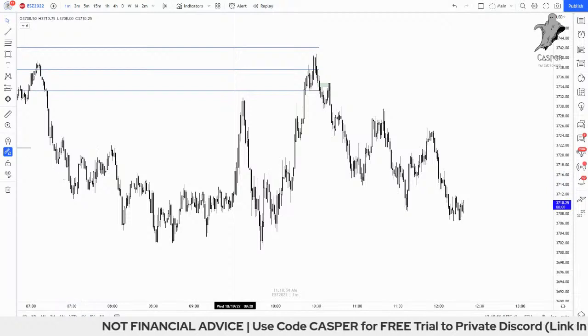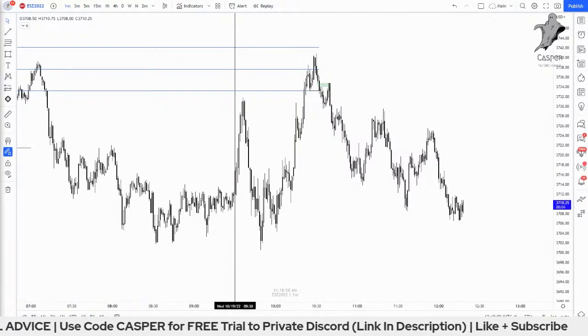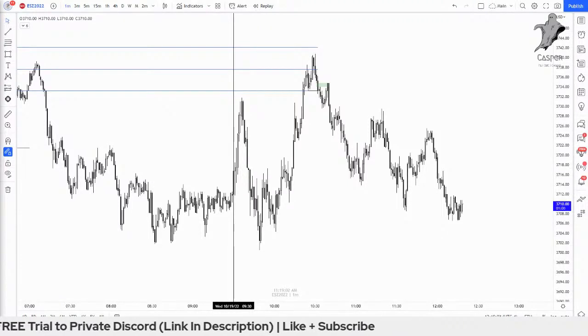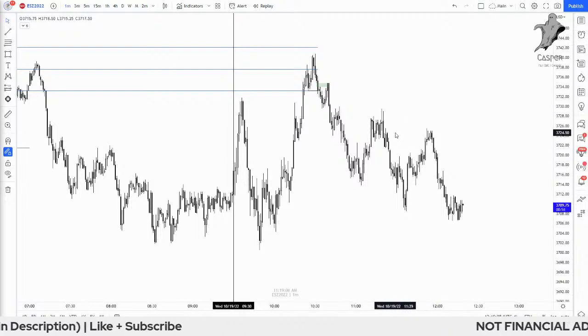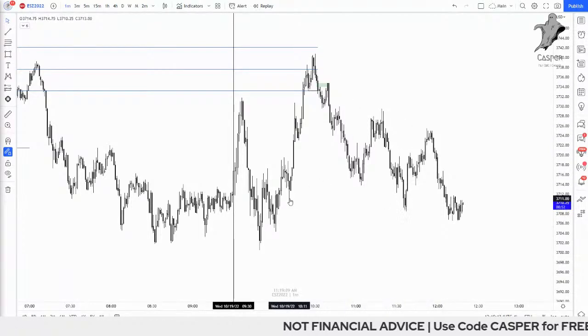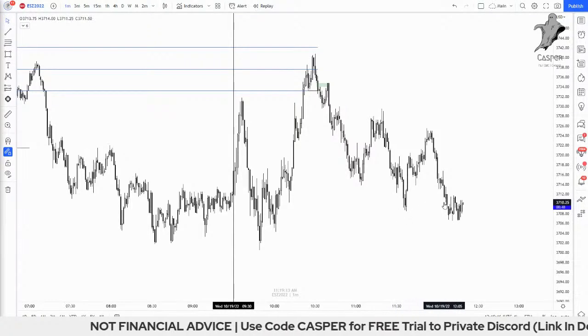Somebody asked, if I'm in profit, do I kill the trade in lunch hour? It depends. For me, I'm a little bit discretionary with that. I de-risk during lunch hour and I take some gains if I'm in good gains. Like for instance, today, I took some gains over here, right at that low. That ended up being right before the lunch hour. So I'm not going to take gains again moving into 12.